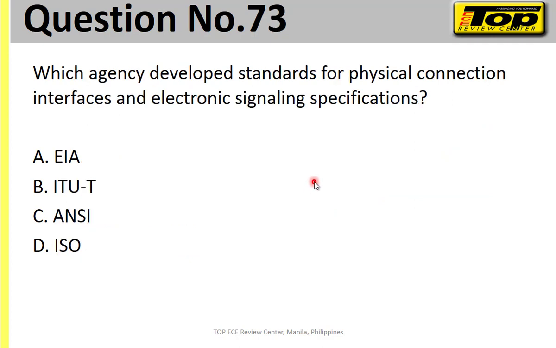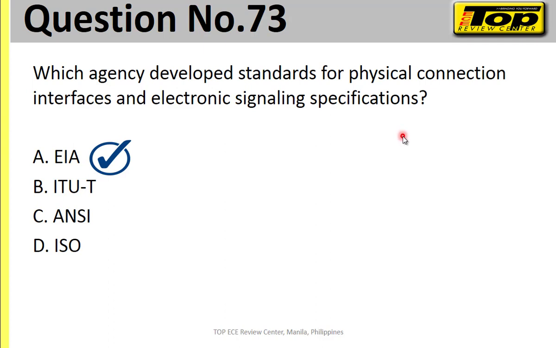Okay? Next, number 73. Which agency develops standards for physical connection, interfaces, and electronic signaling specification? Example of those are RS-232, RS-449, RS. There are so many RS standards. Who made those? The one who made those is the Electronics Industries Association or EIA. That is letter A for number 73.